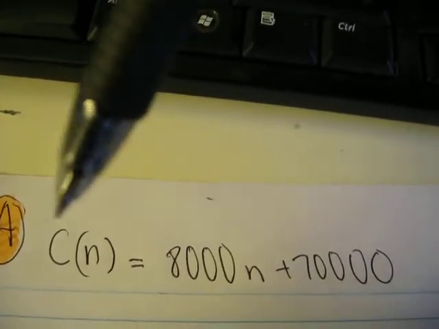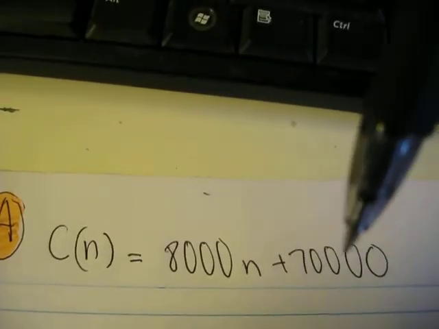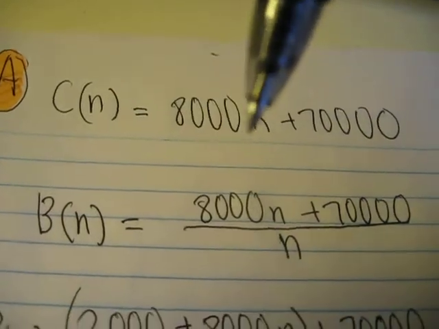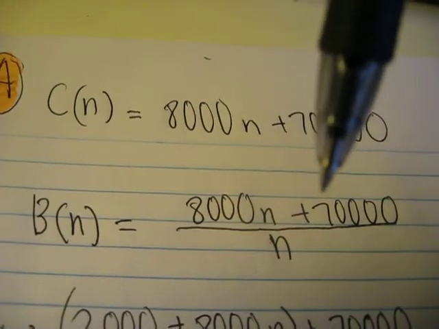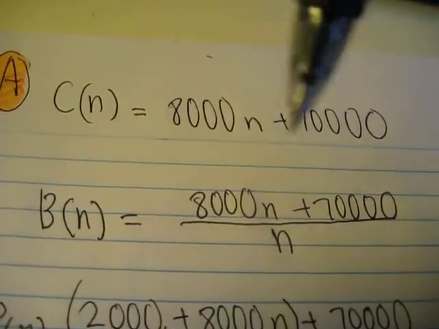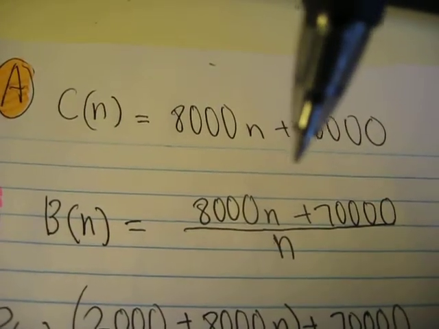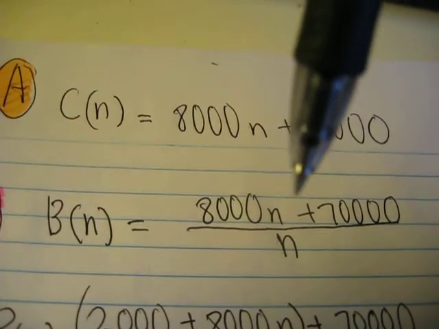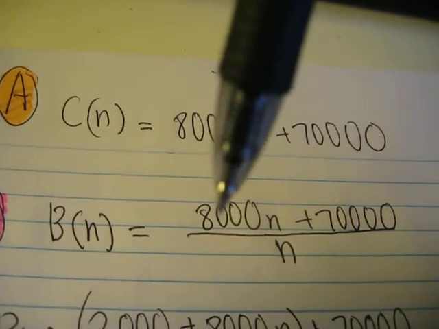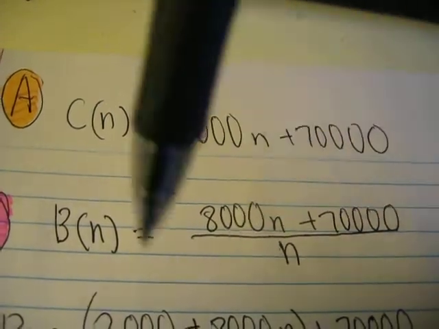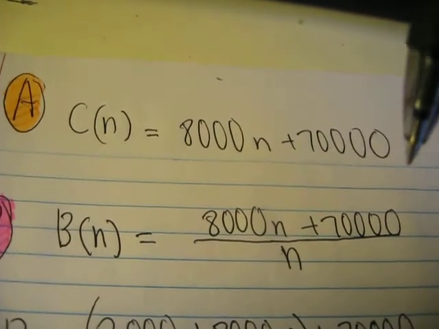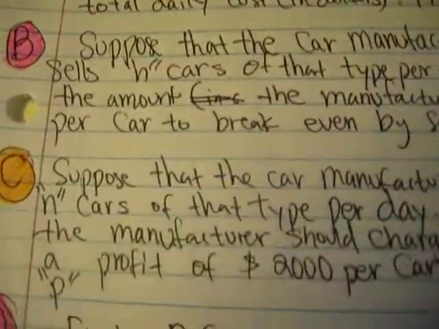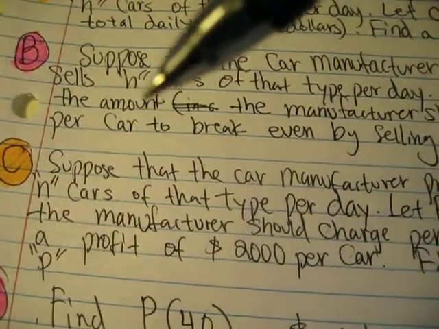So we will have to divide this by how many cars there are. Our formula will look like Bn equals (8,000n plus 70,000) over n. And this is so that it could break even, just the amount of money it costs to make the cars, and make that much money as was put in. So our next question, question C.